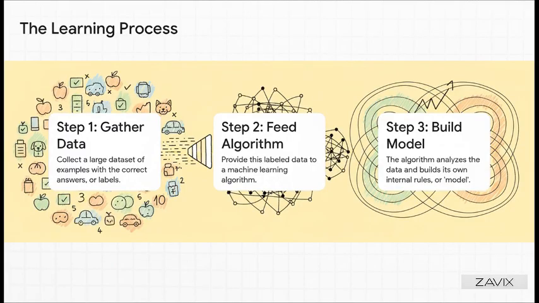First, you gather a massive data set of examples that have been labeled by a human. Step 2, you feed all of that data into a learning algorithm. And then, step 3, the algorithm crunches through all that data and builds its own internal set of rules. We call this the model. The key thing is, we're not writing the rules anymore. The machine is figuring them out for itself, just by looking at the examples.